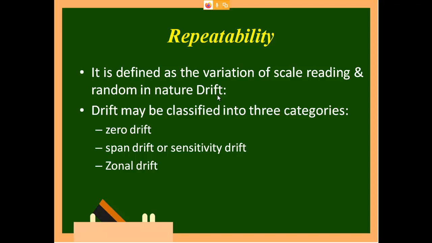Zero drift is when I have not connected anything to my meter, but my meter is not showing zero at all. It may show 1, 2. That type we call zero drift. Span drift is related to sensitivity drift. Here, over the entire scale, there will always be drift in value. Then zonal drift means at low values the meter will work, but when you go to a high scale with the same meter, there will be a drift. So those are the three types of repeatability.